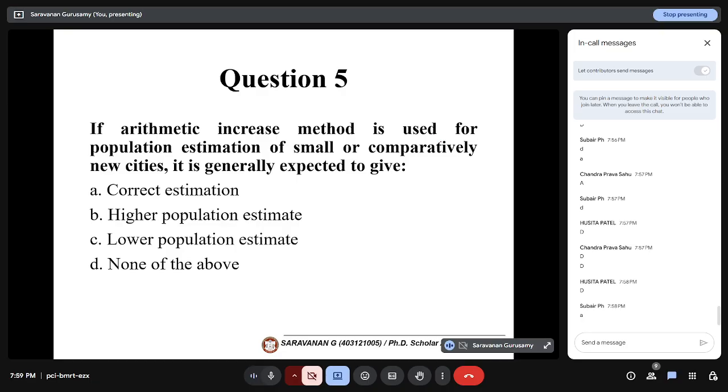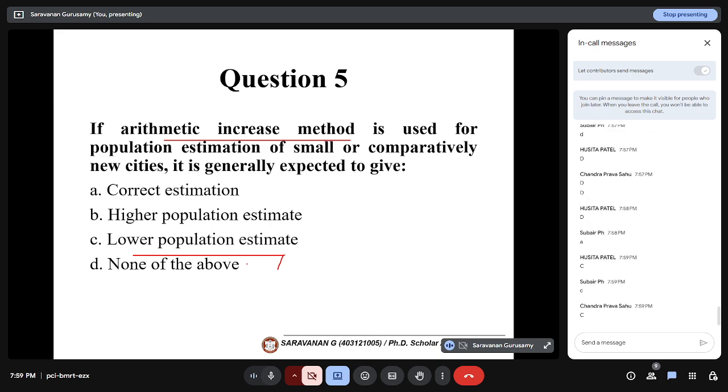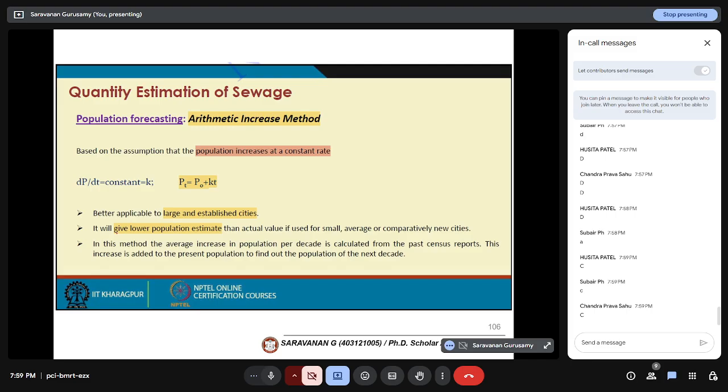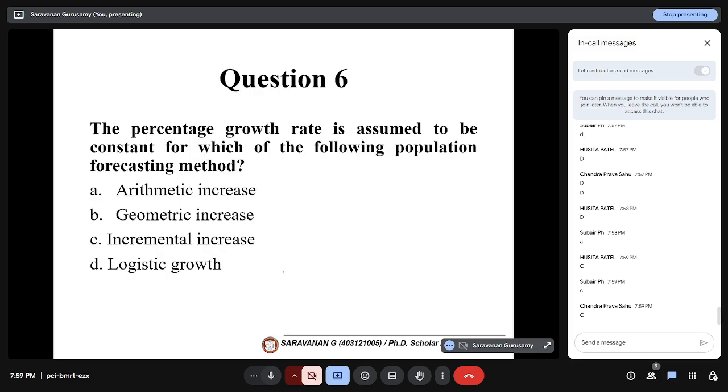If arithmetic increase method is used for population estimation of small or comparatively new cities, it's generally expected to give a correct estimation, or highest population estimate, or lowest population estimate, or none of the above. Geometric will give you the highest population. Incremental will give you the optimum population estimate. Arithmetic will give you the lower population estimate.